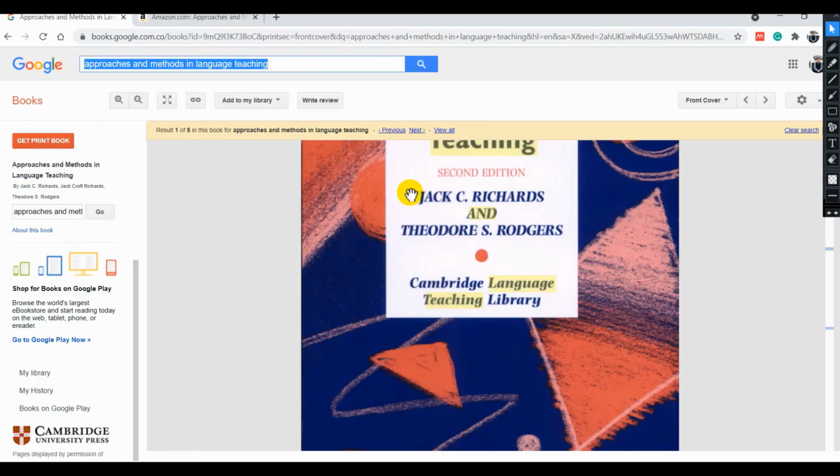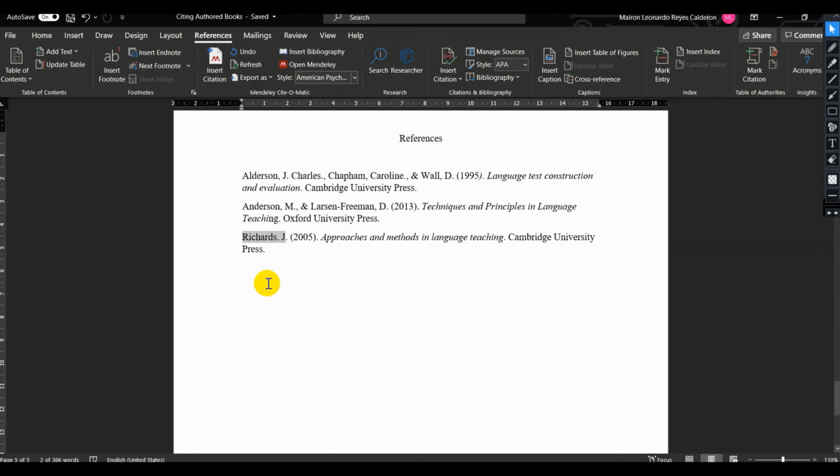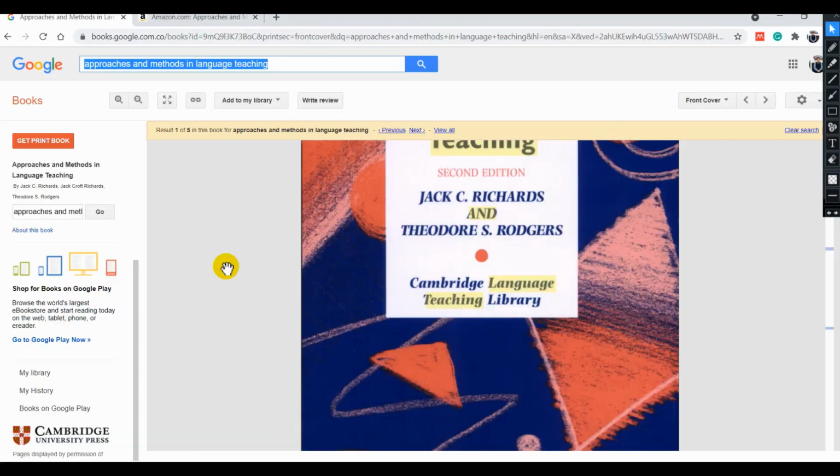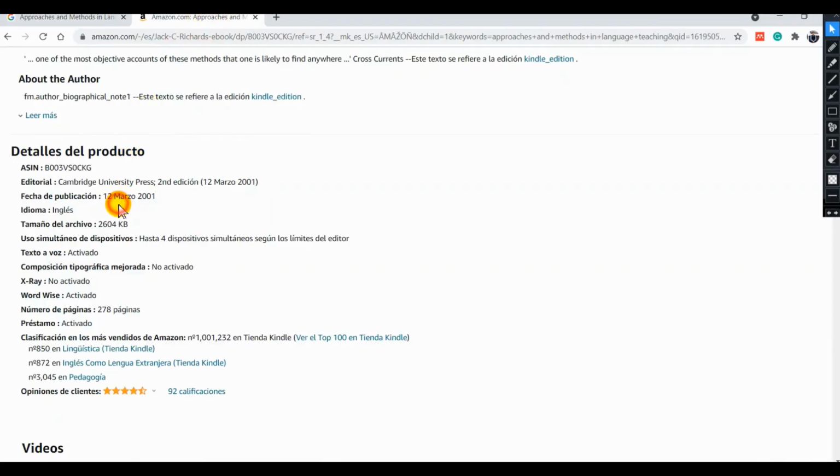But this book was not only written by Jack Richards, it was also written by Theodore Rogers. And problem number 2 is that it has an incorrect date, which could lead the reader of this paper to look at the incorrect book or the incorrect source of information. So we must correct that, because if we go to Amazon, for example, we're going to find that it was not published in 2005 but in 2001.